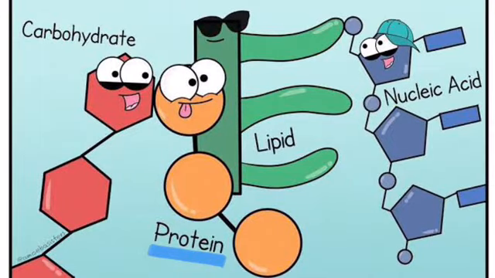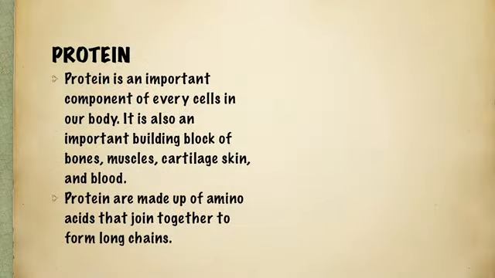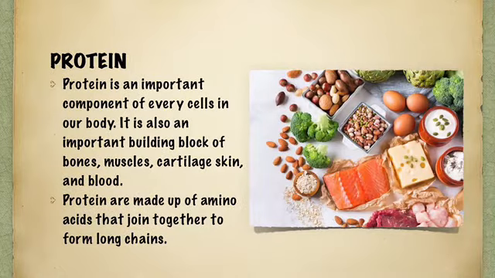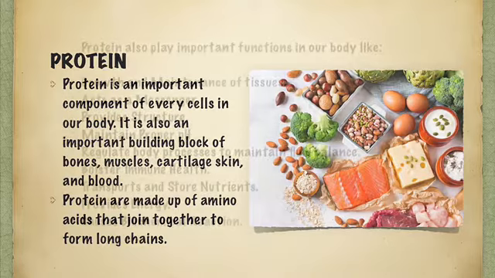The second type of biomolecule is protein. Protein is an important component of every cell in our body. Your body uses protein to build and repair tissues. It is also an important building block of bone, muscles, cartilage, skin, and blood. Proteins are also made up of amino acids that join together to form long chains. In fact, there are 20 amino acids that help form the thousands of different proteins in our body.